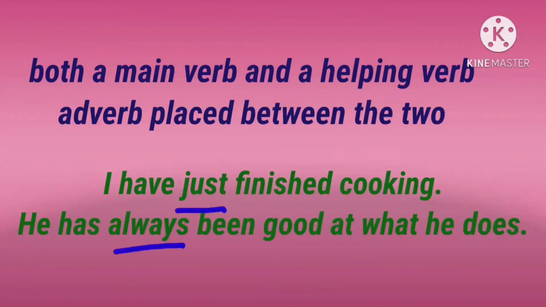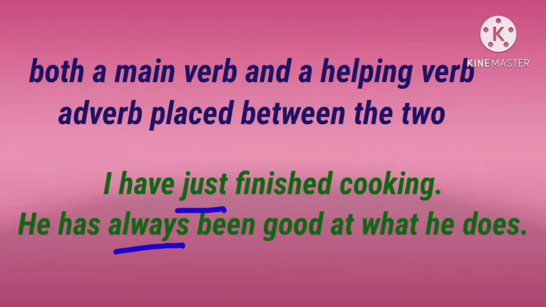Here, which is an adverb? Just. Main verb? Finished. Helping verb? Have. So here the adverb is placed between the main verb and the helping verb. Have is the helping verb, finished is the main verb, and between them the adverb just is used. So if a sentence has both the main verb and the helping verb, the adverb is placed between the two.